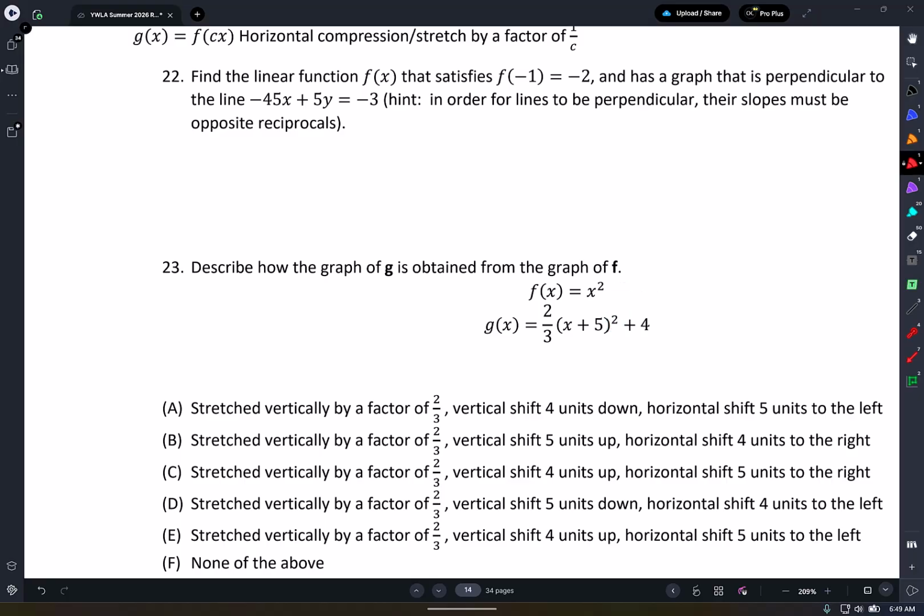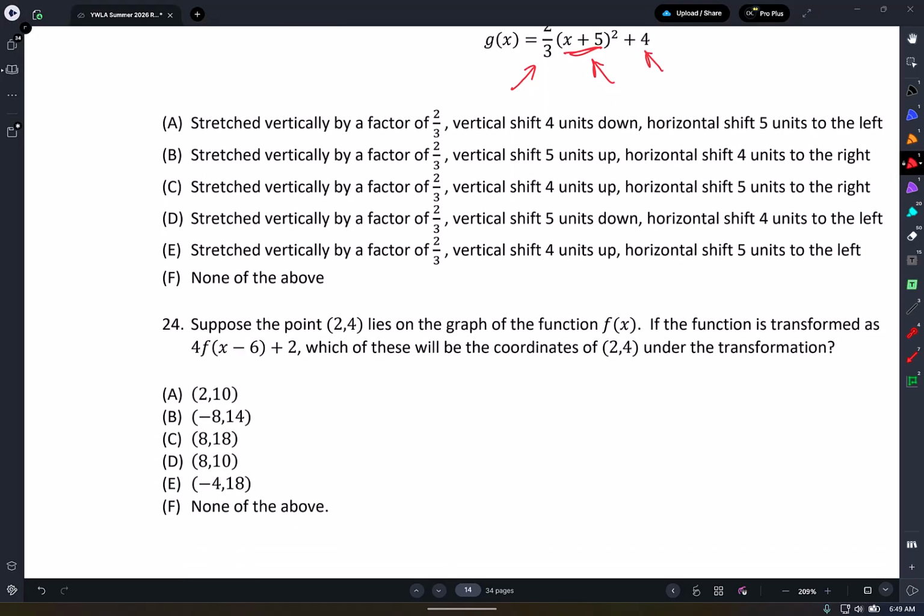But notice I have an x plus 5, so that means I have a horizontal shift 5 left. I have a 4 there, so, well, I guess we should do the vertical stretch or compression there. That has a magnitude smaller than 1, so it's going to be a compression. And then that plus 4 is a vertical shift of 4. Hopefully that made sense to you guys.